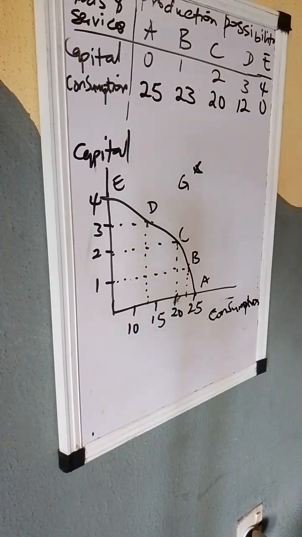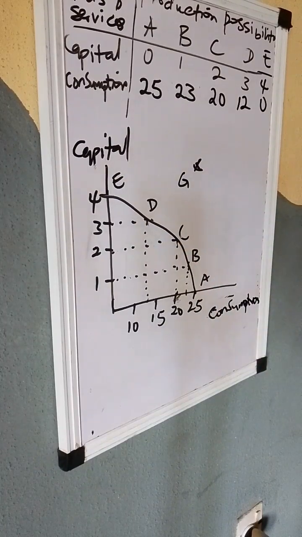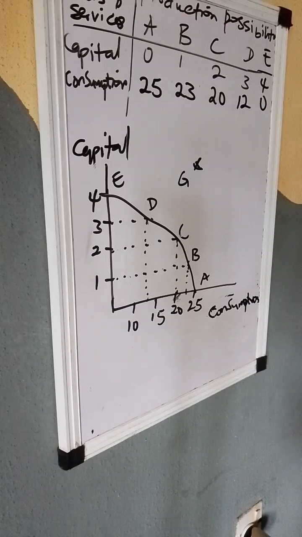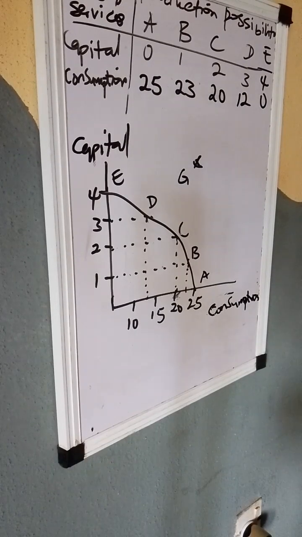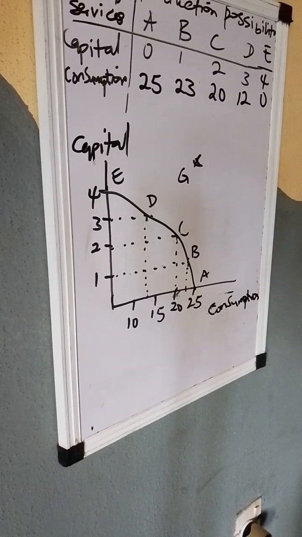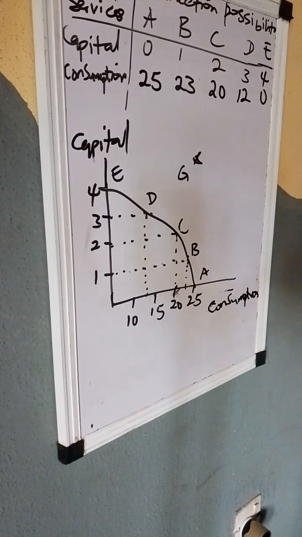So this is what we call the production possibility curve. That is the combination of two commodities that can be produced by a country, given the country's resources. Now, okay, we'll continue from here in our next video. Thank you.